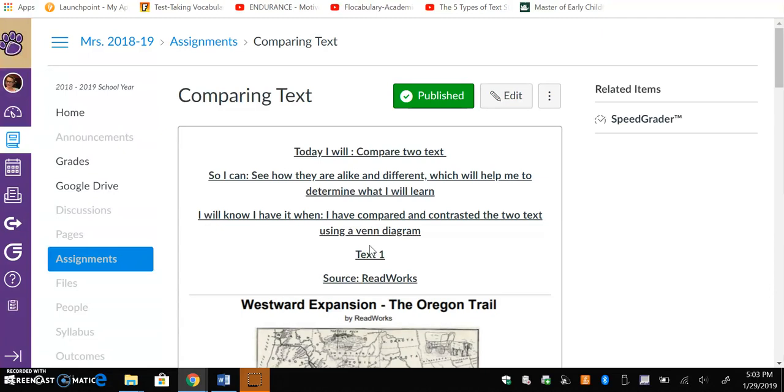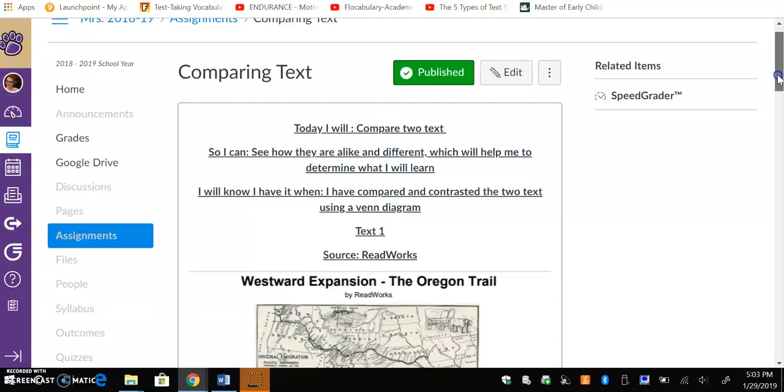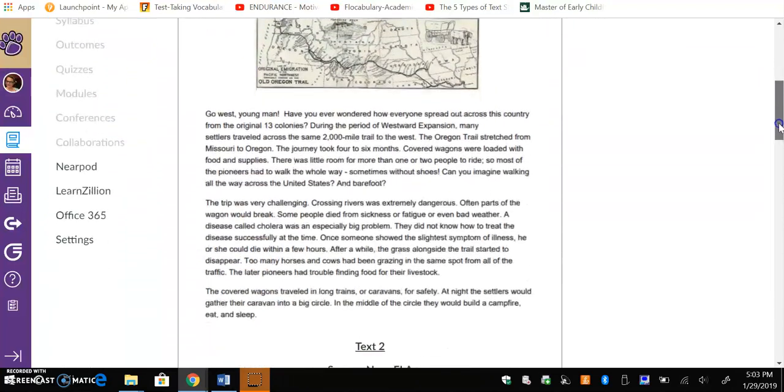But today you're going to be comparing two texts. You're doing this so that you can see how they're alike and different, which will help you to determine what you're going to be learning from them. And you're going to know you have it today because you will have compared and contrasted the two texts using a Venn diagram.